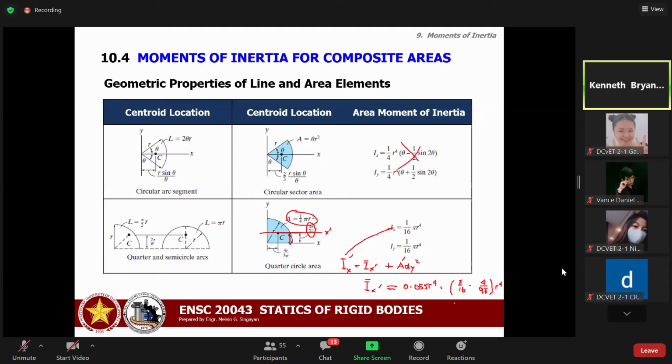So ulitin, paano kunin yung moment of inertia, centroidal. Take note, pwede mong i-memorize tong mga formula na yan, but you should know how to utilize the formula. Hindi lang yung you have the formula tapos salpak ka lang ng salpak. Hindi ganun.